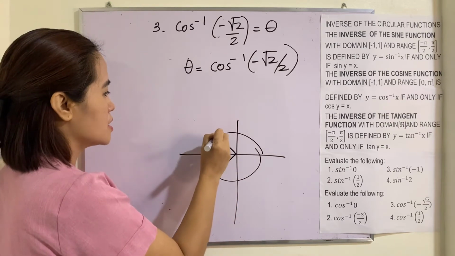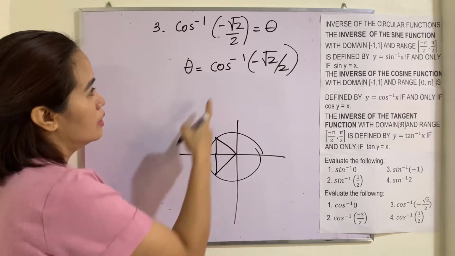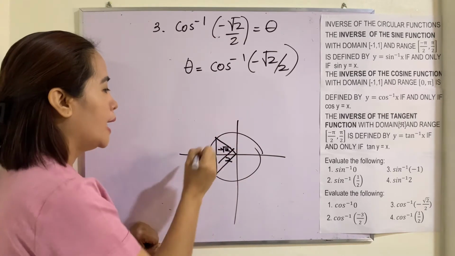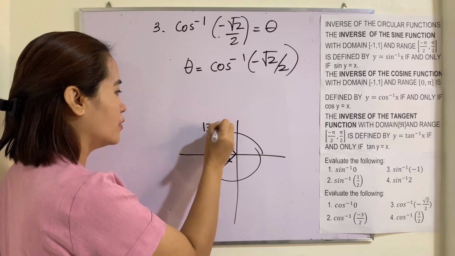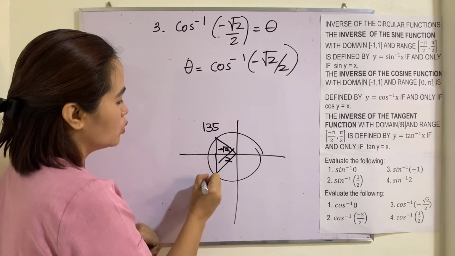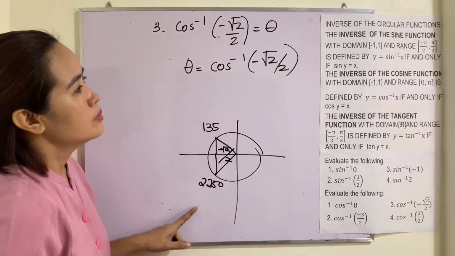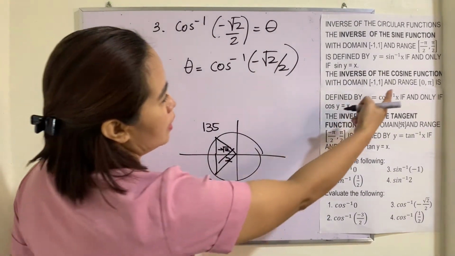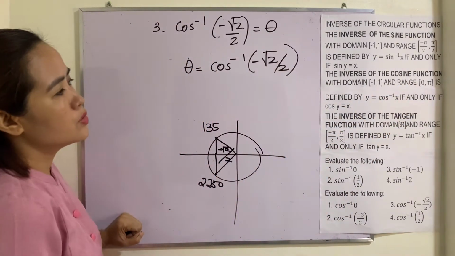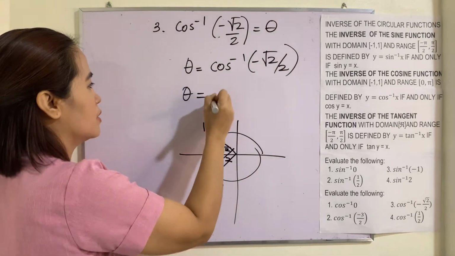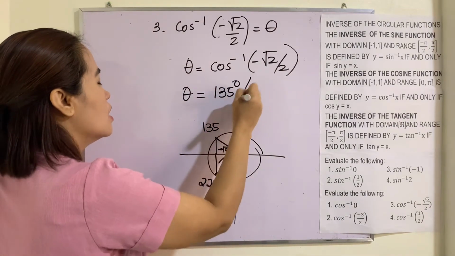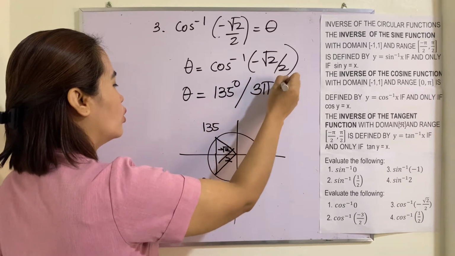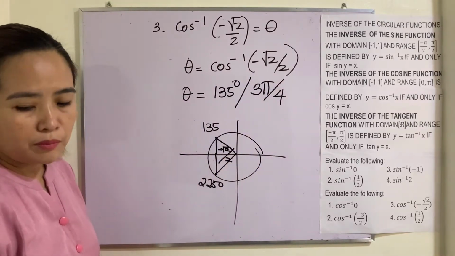This one is 45 degrees, with cosine negative square root of 2 over 2, and this is also negative square root of 2 over 2. And we have here 135 and 225 degrees. But we are looking for only angles from 0 to pi. Therefore, this one is equivalent to 135 degrees, or that is 3 pi over 4.